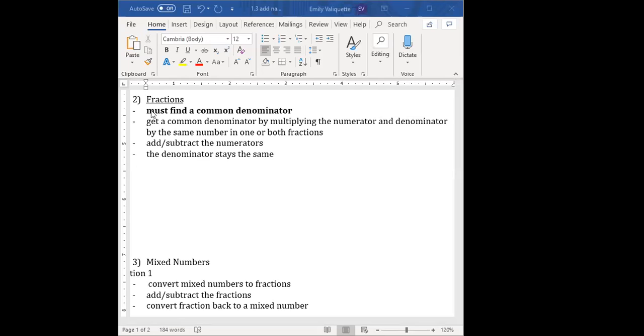And you might have to do that in just one fraction, or you might have to do it in both fractions. Once you have your common denominator, then you're just going to either add or subtract the numerators to get your new numerator, and then your denominator stays the same.